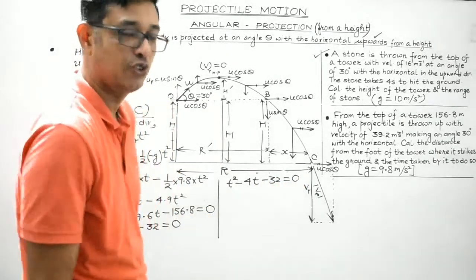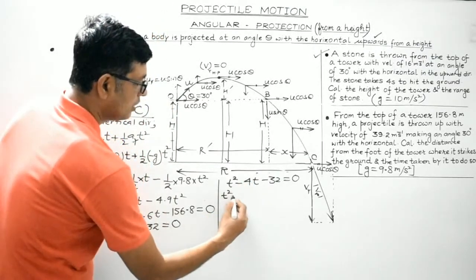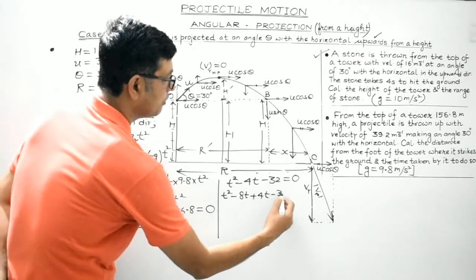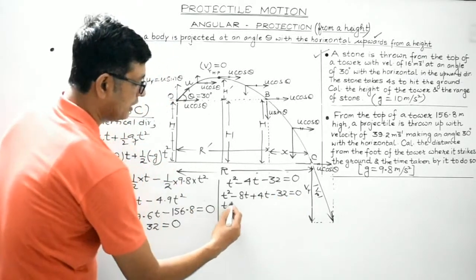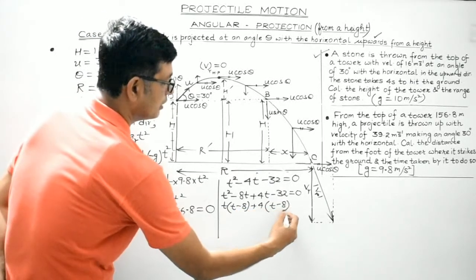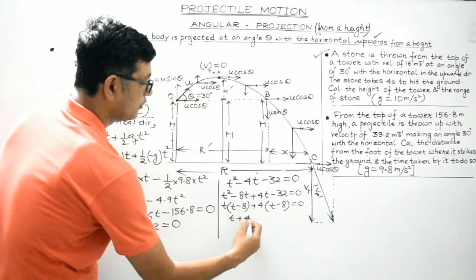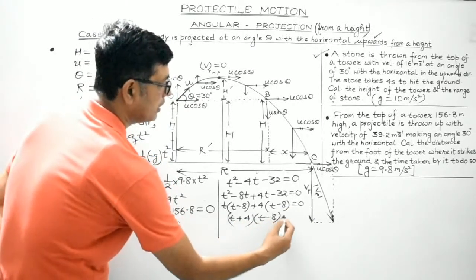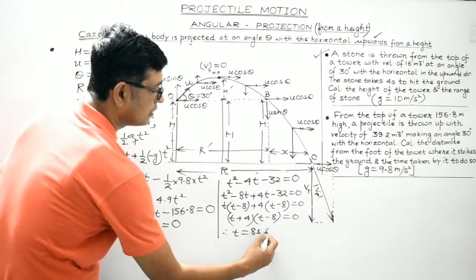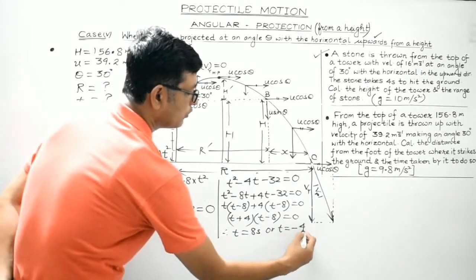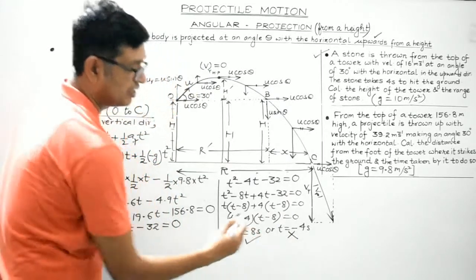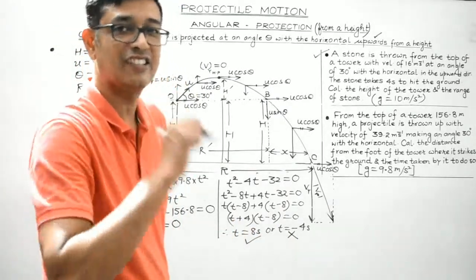So 8, 4, 32. So let's try to split it. t square minus 8t plus 4t minus 32 is equal to 0. So t can be taken as common, plus 4 t minus 8. So that will give us t plus 4 and t minus 8 is equal to 0. Right? So therefore t is equal to 8 seconds or t equals minus 4 seconds. Obviously time can't be negative. So the time of flight is 8 seconds.